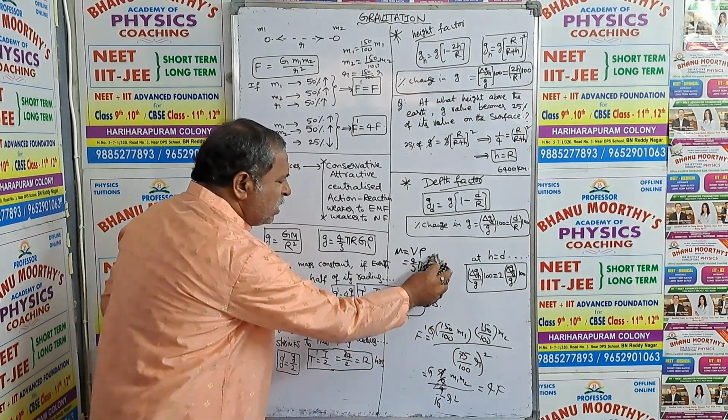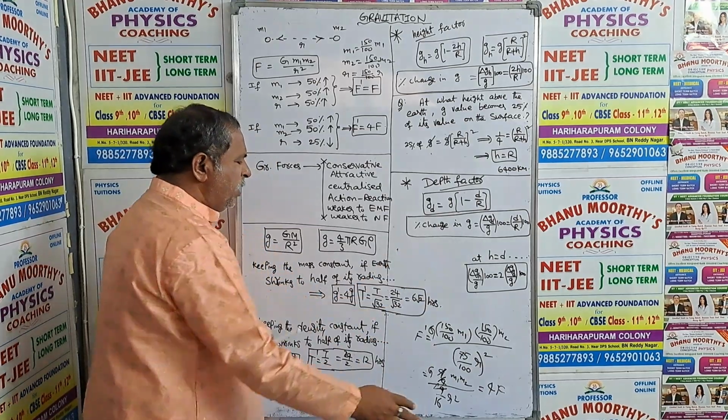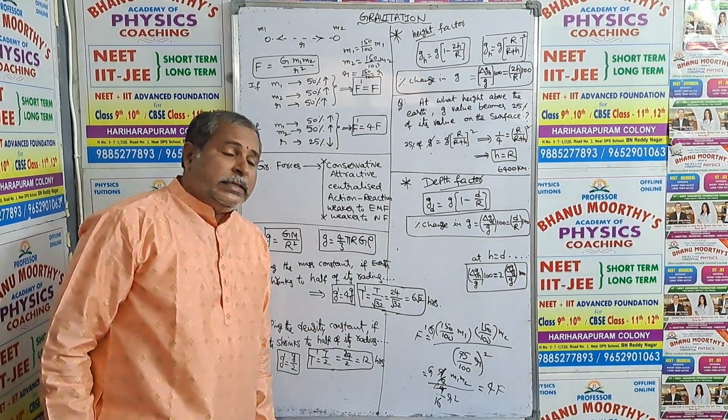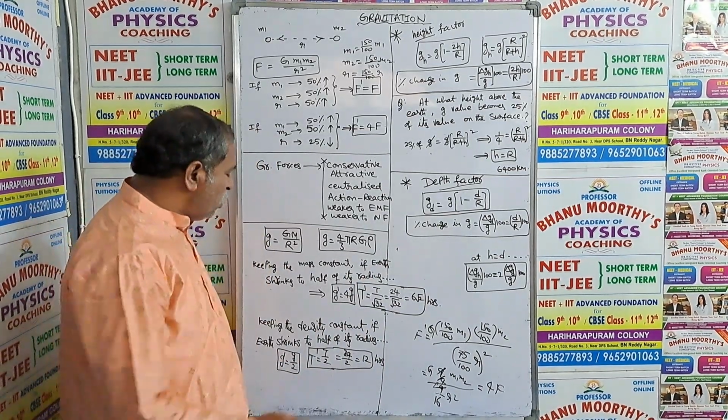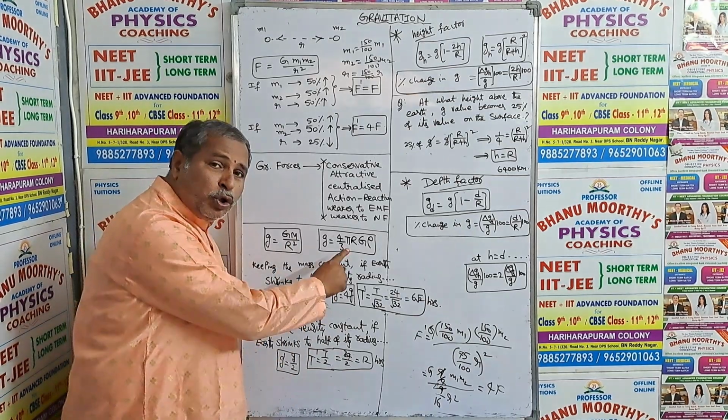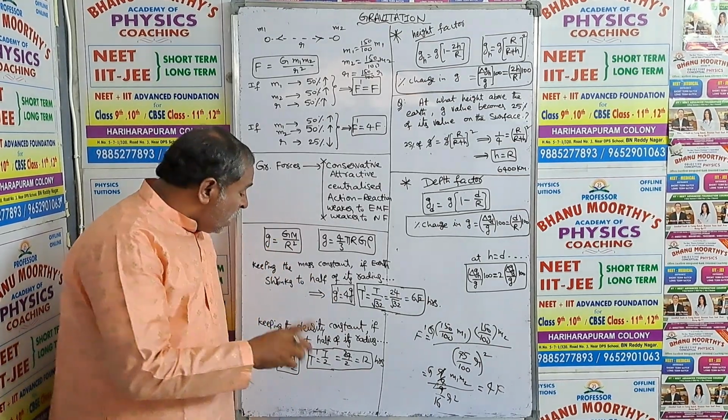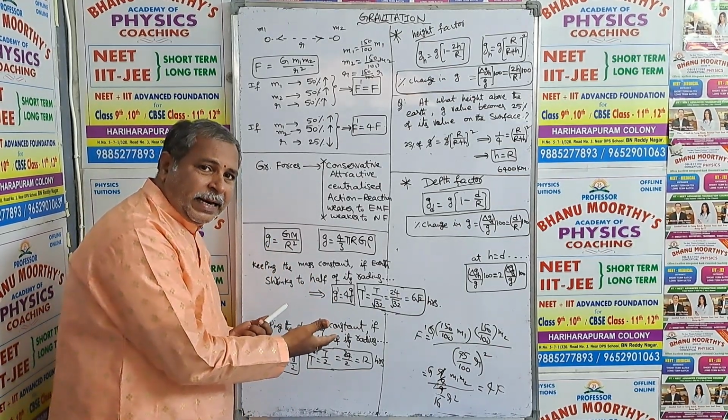Okay, my dear students, so that is how you get that formula, 4 by 3 pi r cube rho. Now the questions are coming, so you should know these formulas first of all. Okay, and these are the questions they will ask in entrance exams.